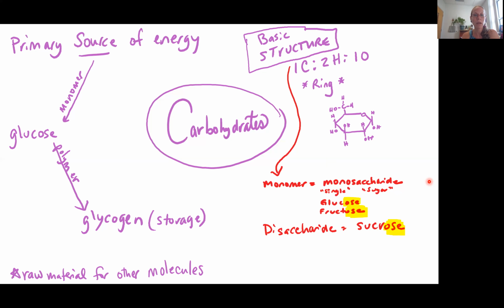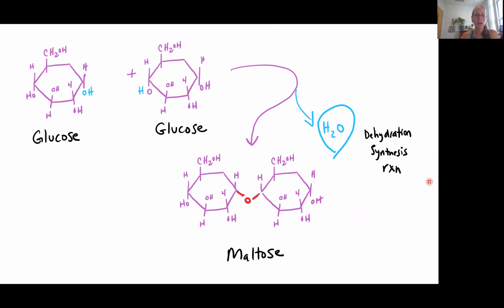So how then can we actually connect monomers together? How can we connect our monosaccharides together to make the disaccharide? Let's take a look. So I've sketched out for you glucose here. So 2 glucose molecules. Notice we have a hydroxyl group and a hydrogen here.